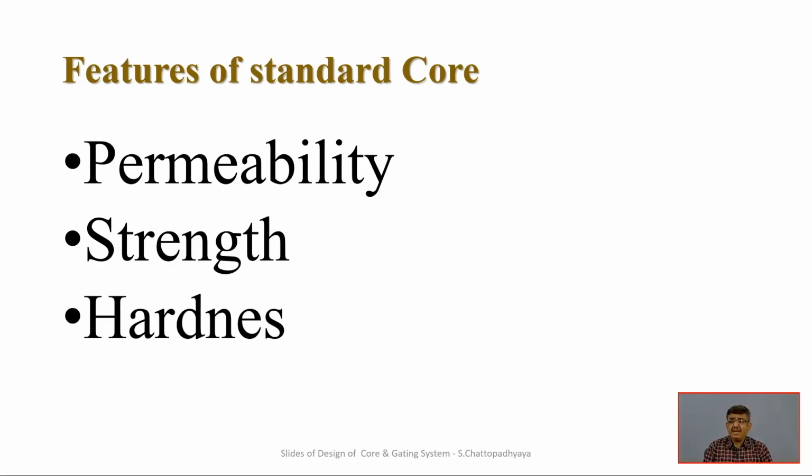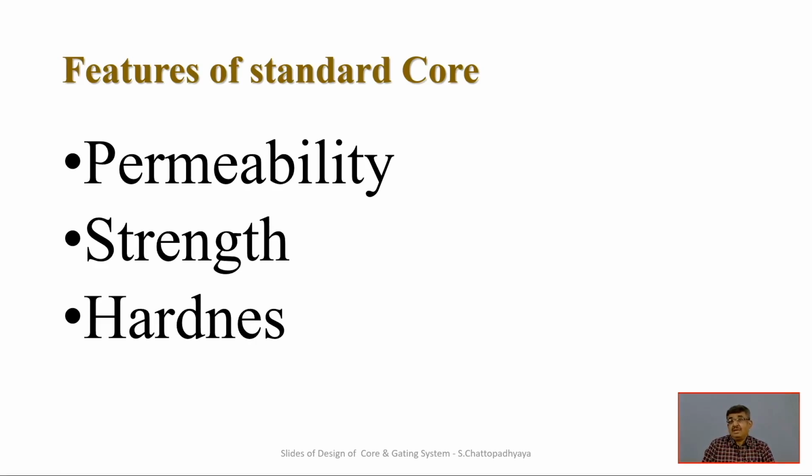Second one, strength, again very, very important, because they are also surrounded by molten metal, and the probability of turbulence in this molten metal is appreciably higher. In the storm of molten metal, the core has to be strong enough in order to retain its shape. Otherwise, any kind of breakage or crack will result in a defective casting.